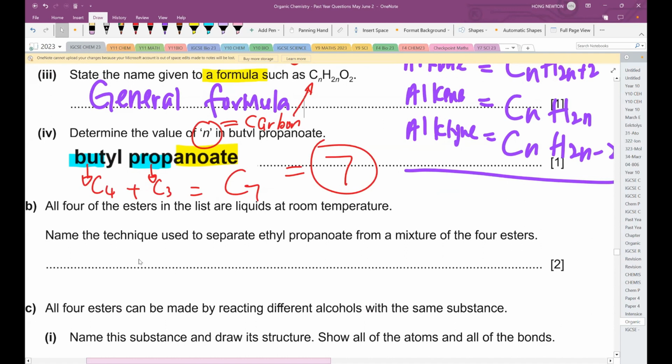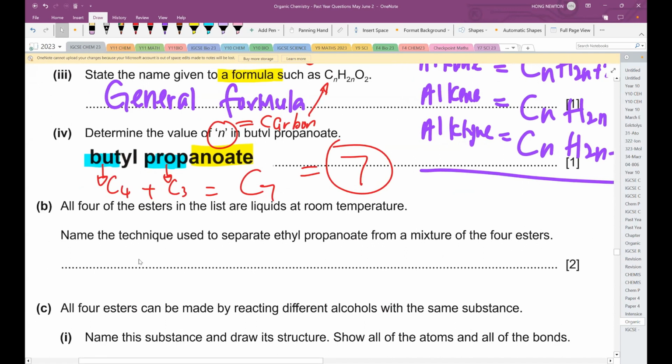So if you are used to this type of question, then you will be very happy every time the exam comes out organic chemistry. Sure, you score. But we must know the tricks. We must know how the question is actually going to ask us.